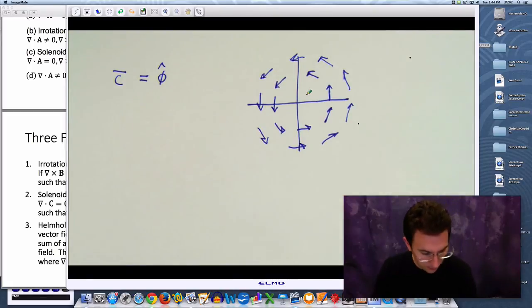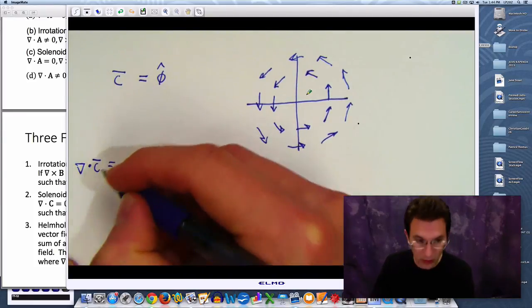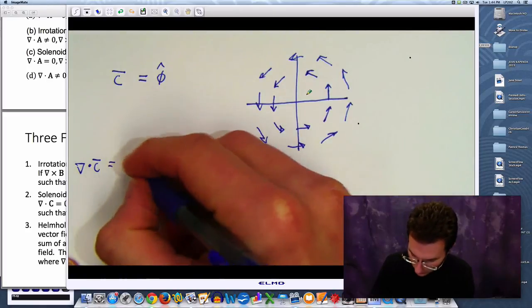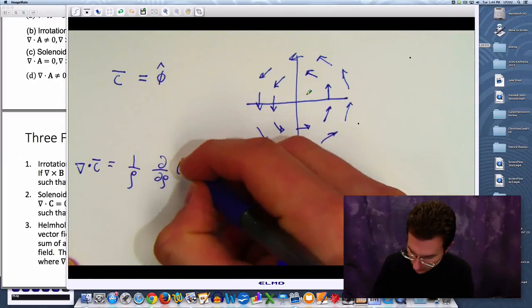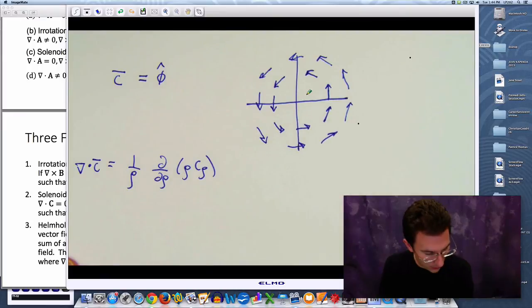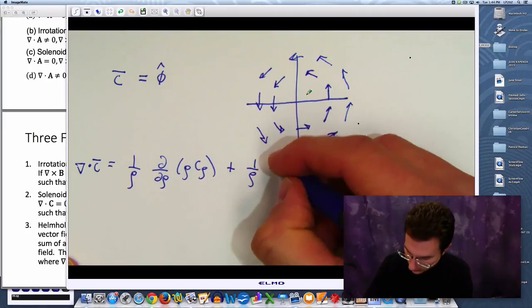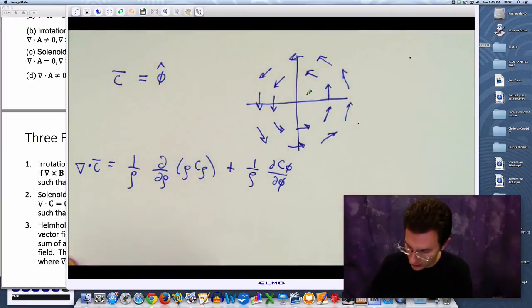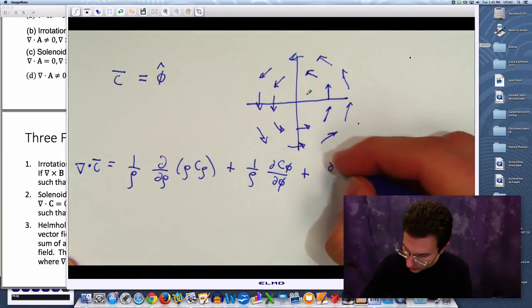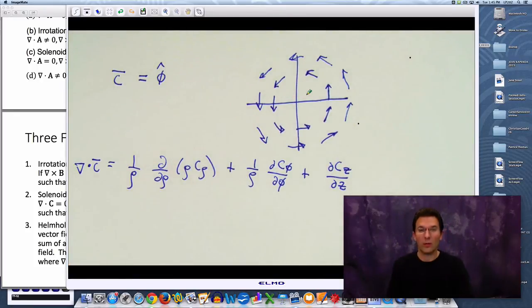has 0 divergence. The divergence is simpler, so I'll write that up here. So the divergence of C is going to be equal to 1 over rho partial with respect to rho of rho times the rho component of C, plus 1 over rho partial with respect to phi of the phi component of C, plus the partial with respect to z of the z component of the vector field C.